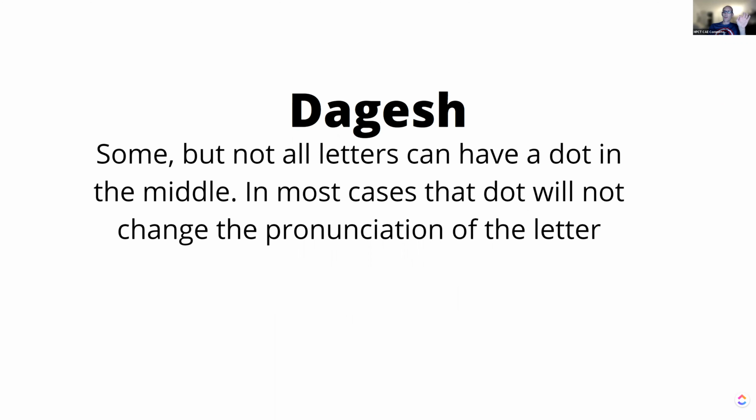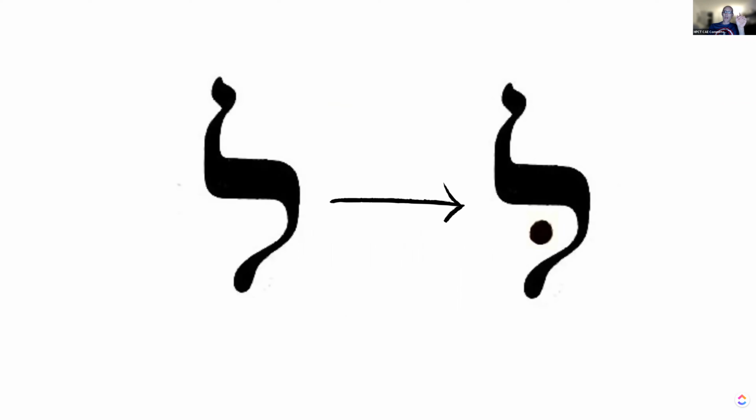We also talked about the Dagesh, remember? We said some, but not all letters can have a dot in the middle. In most cases, that dot will not change the pronunciation of the letter. A few examples of that is the lamed. This still sounds like l. It doesn't change anything just because the dot is there. Tonight, we'll see what does change because of that dot, so wait for it. It's coming soon. But the sound of the letter itself does not change.